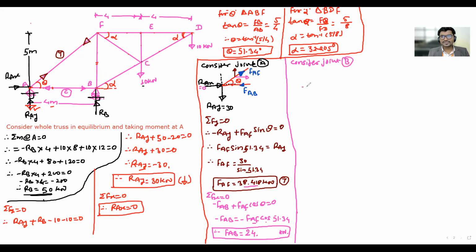Dotted x and y axis, and the forces acting over it, active and reactive forces. RB is vertically upward. What is RB? 50 kilonewtons. This one we know, so I show the earlier direction. The correct direction at B is known. This is our FBA, magnitude is 24. I write here magnitude 24 equals FBA, which we calculated.